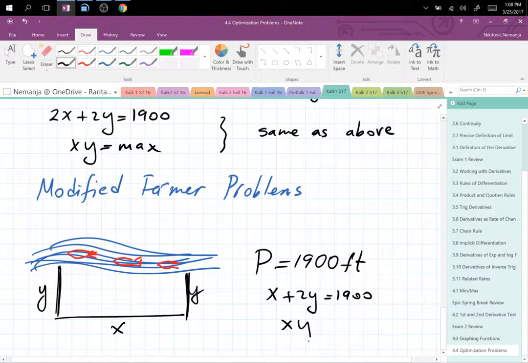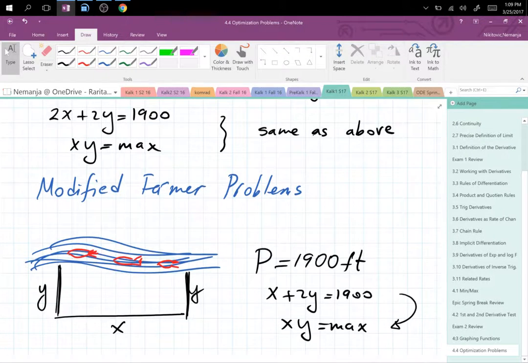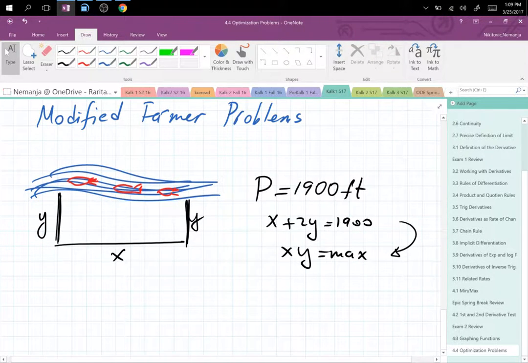Your area is still XY is a max. You still plug in and you solve. So it's the geometry that changes, but the idea of how you do the problem is the same: one constraint, one objective equation, plug one into another, derivative, you're done.